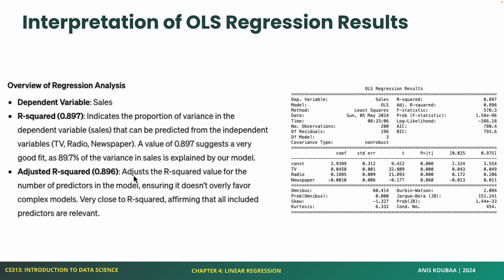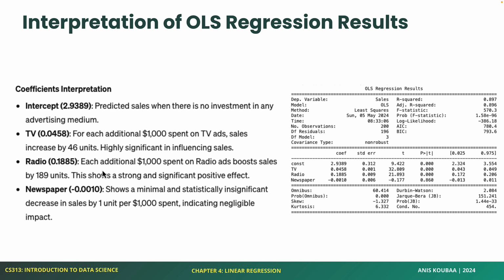The adjusted R square, where we take into account the number of predictors to avoid overfitting, is slightly lower. Usually it would be slightly lower. Now we also have the intercept, which is 2.93. How can we interpret the intercept? It is the predicted sale if there is no investment. If I put zero investment in newspaper, radio, and television, the sale is going to be around 2.93, multiplied by 1,000 to find the number of units.